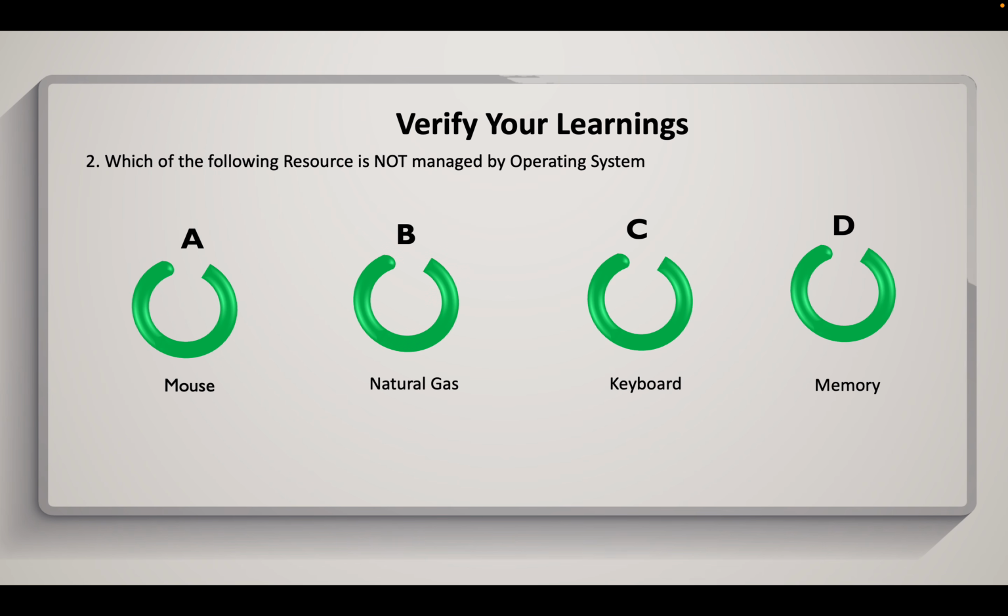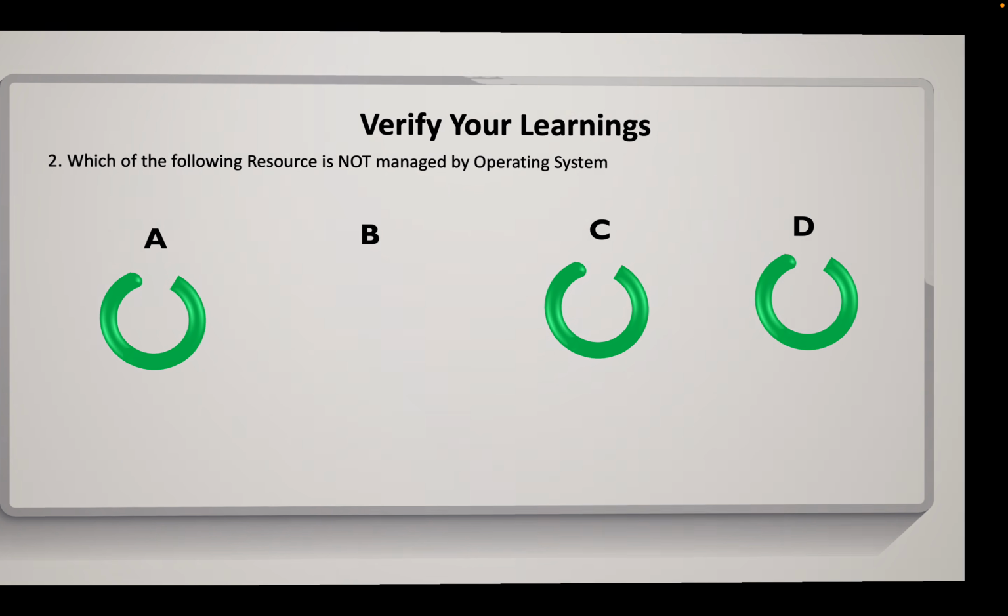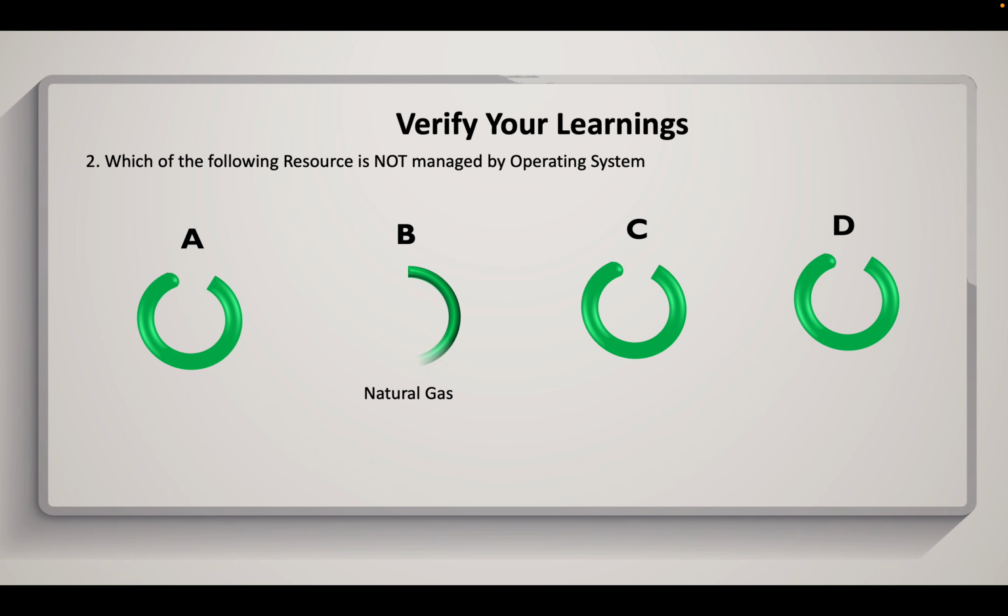Second question: which of the following resources is not managed by the operating system? Mouse, natural gas, keyboard, memory. Among these four, mouse, keyboard, and memory are devices managed by the OS, whereas natural gas is not. That is the odd one. So the answer is B, natural gas.